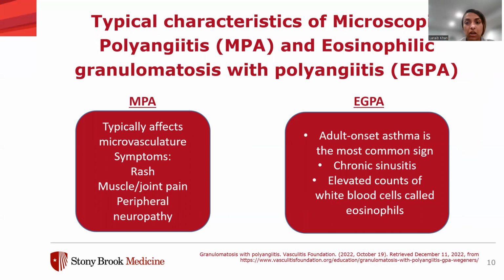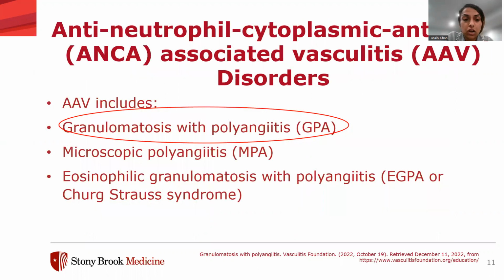And then EGPA, also known as eosinophilic granulomatosis with polyangiitis. A common sign of EGPA is adult onset asthma. And then these patients can also have an elevated count of eosinophils as well. So just to reiterate, I will only be focusing on GPA, which does fall under the ANCA vasculitis disorders.